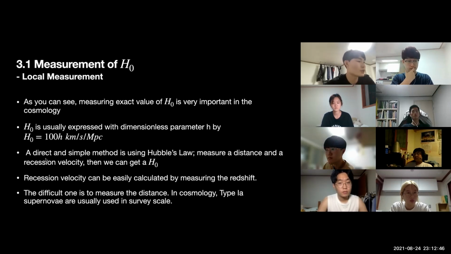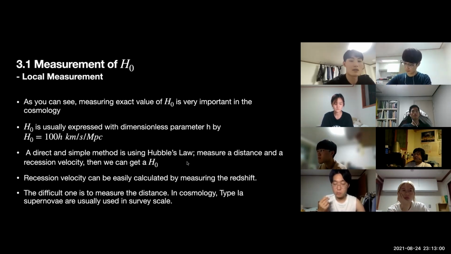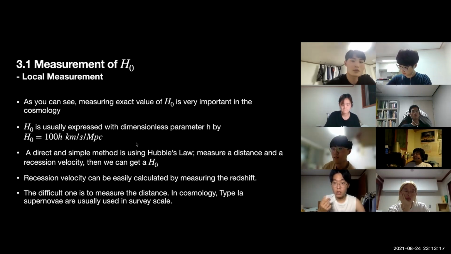The first method, which is very direct and simple, is using just the Hubble law: measure distance and velocity, then we can get H naught by the Hubble law. Of course, it's not an exact method because H is changing over time. So the exact method should be more complex, but the overall structure is the same: measuring distance and measuring velocity.